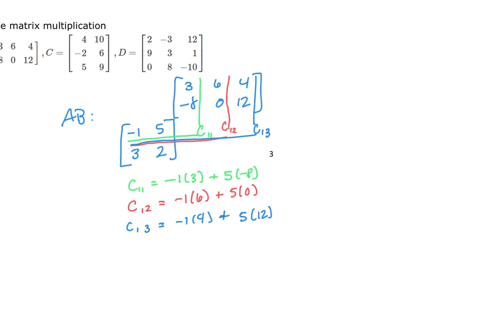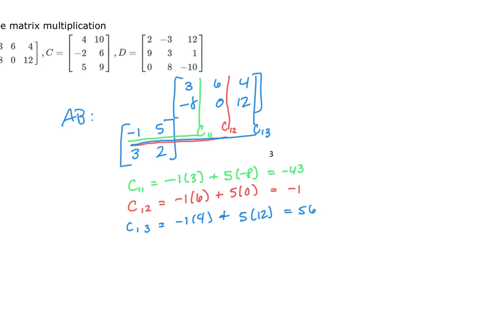So far, what I have is -43, and this is -1, and that's 60 minus 4. Yeah, 60 minus 4 is 56.